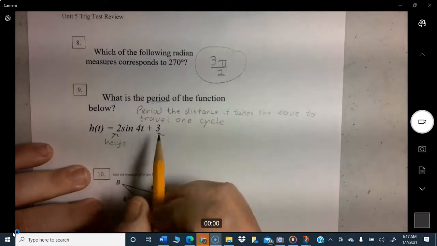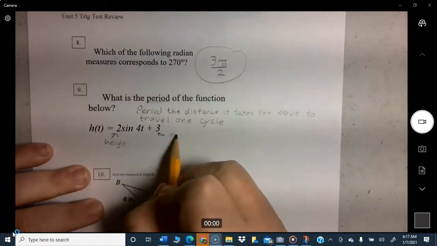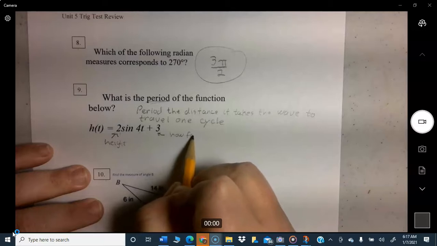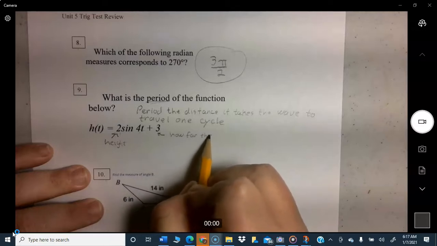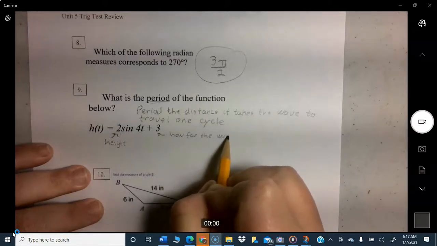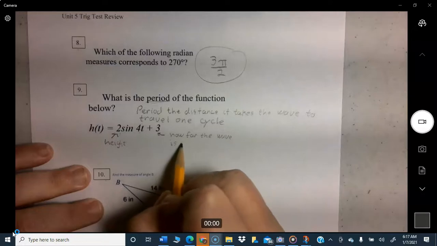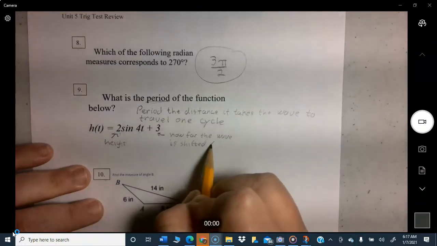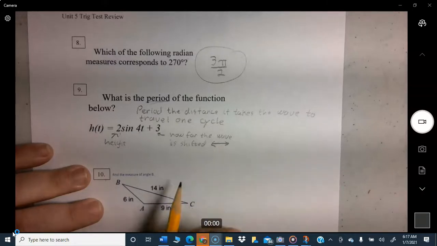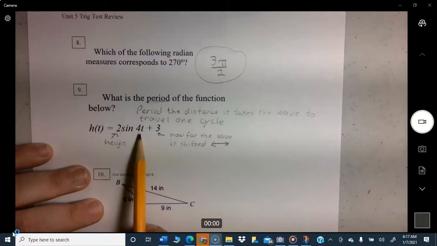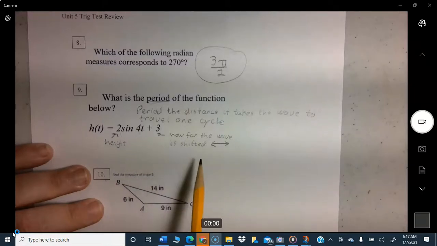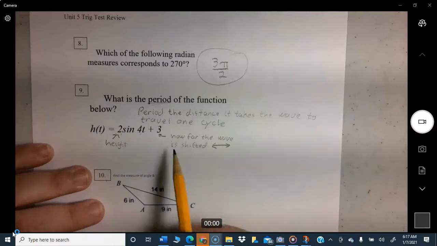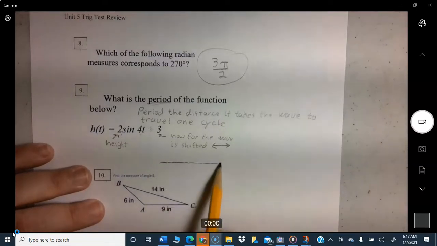This is how far the wave is shifted in the right and left directions. So I'll just put arrows. How far it's shifted in that direction, right or left. Okay, and this is the period. What is the length of one cycle? So here we go. Let's do this. We're going to draw this.